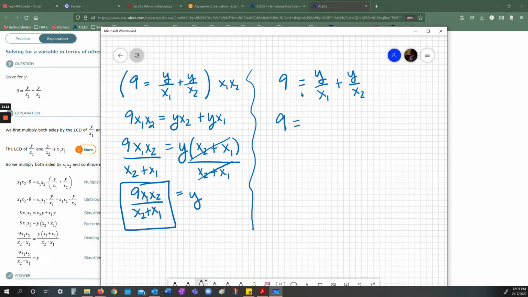Okay, so if I factored y out, I can write this as 1 over x1 plus 1 over x2. And then divide both sides by that. When we do that, we're going to end up with 9 over 1 over x1 plus 1 over x2. This is what we call a complex fraction because we have fractions inside of a fraction. And I think that Alex is not going to like this. It might be okay with you typing it in this way, but this is considered to be unsimplified. So let's just not do that. Let me erase.